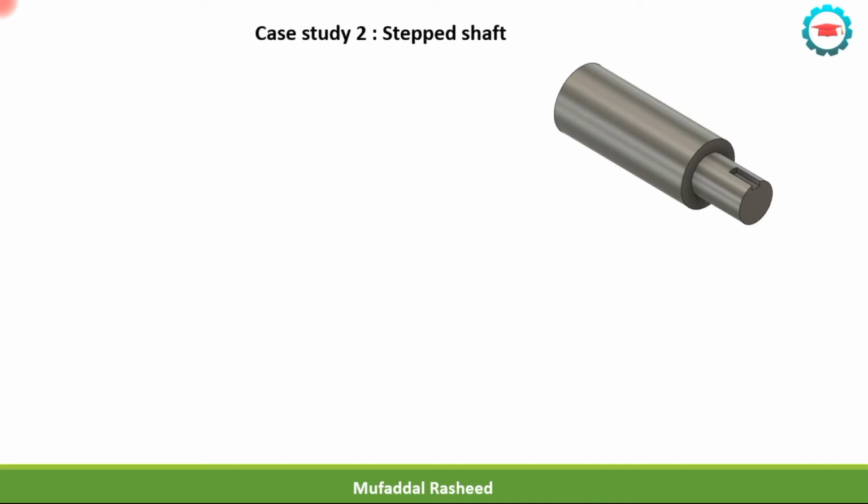Now we will have a look at the second case study, which is a step shaft, which is having a keyway at the end. So this is a step shaft and there is a keyway at the end. And the application is used in a rotating machine assembly for mounting a gear at the end.